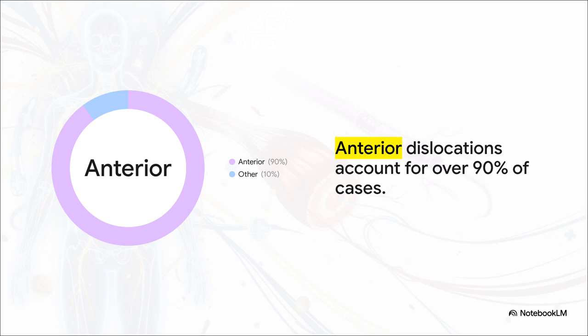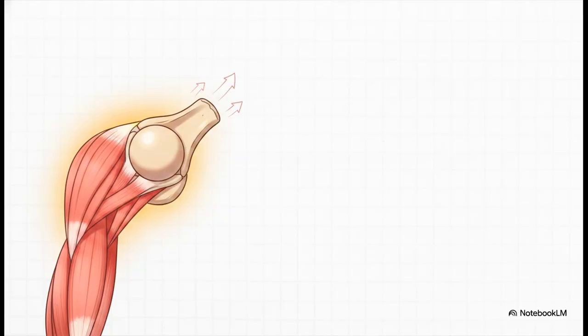Traumatic anterior, specifically anteroinferior, shoulder dislocations account for over 90% of cases. The exact reason? It's a structural lack of complete reinforcement from the rotator cuff muscles at the anteroinferior aspect of the joint capsule. So the rotator cuff doesn't completely reinforce that anteroinferior capsule, leaving it incredibly vulnerable.